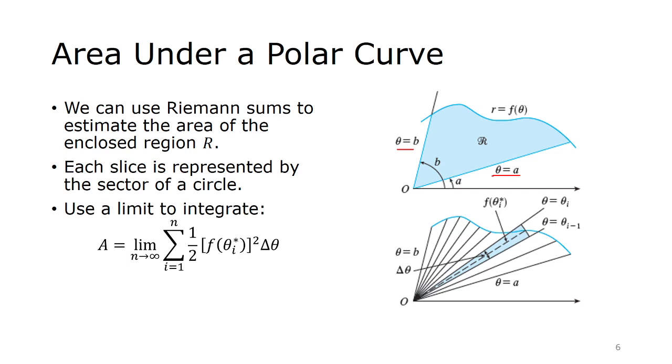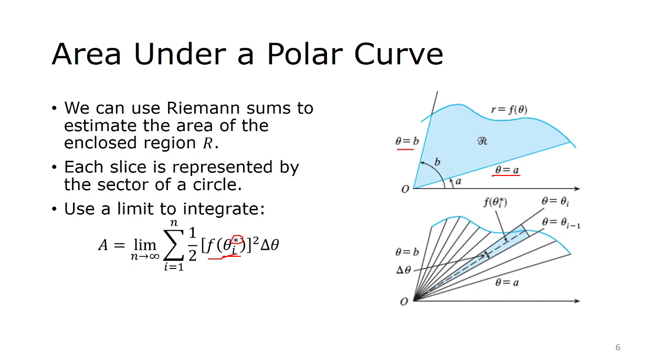Remember, there's a star here because we're looking at some angle within each slice. We can evaluate that value. We can plug it into our function. We can square it and multiply by 1/2. That's, remember, the formula for the area of a sector. And then when we sum up a bunch of those sector areas, we'll end up with the total area.